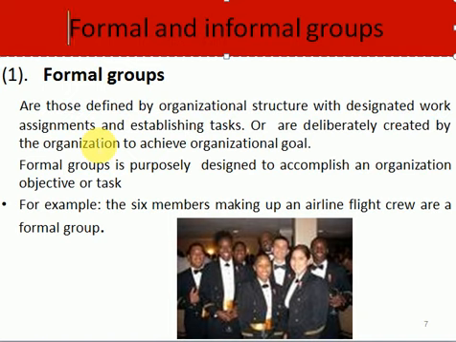So in such an organizational structure, individuals are given designated work, designated assignments, and established tasks, and they all work together in order to achieve the organizational goals.